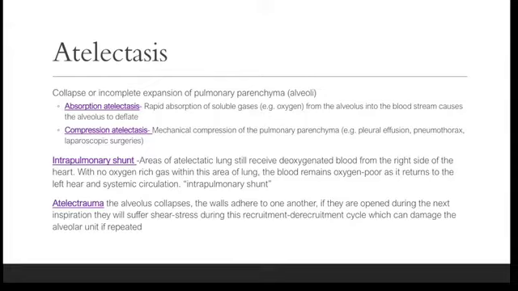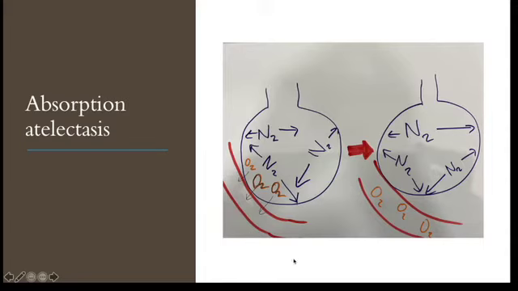And there are 2 main types of atelectasis. The first one, which we'll focus on through these papers, is absorption atelectasis. And that happens when a rapidly absorbable gas, such as oxygen, moves from the alveolus into the pulmonary bloodstream and causes the alveolus to deflate. This usually happens when the airway which serves that alveolus is compromised. So I've just, forgive the drawing, but a little depiction of what happens.